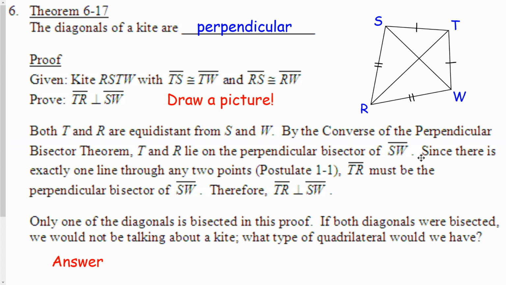Notice in this theorem where it talks about having a perpendicular bisector, only one of the diagonals is bisected. Only SW is the diagonal that ends up being bisected. If both diagonals were bisected, we wouldn't be talking about a kite. What type of quadrilateral would we be talking about? Or, in other words, what other quadrilaterals have we discussed so far where both diagonals bisect each other? That would be parallelograms, both diagonals bisecting each other.